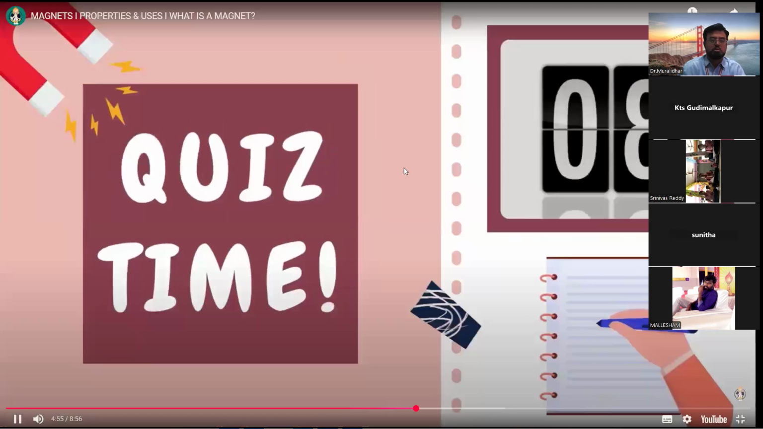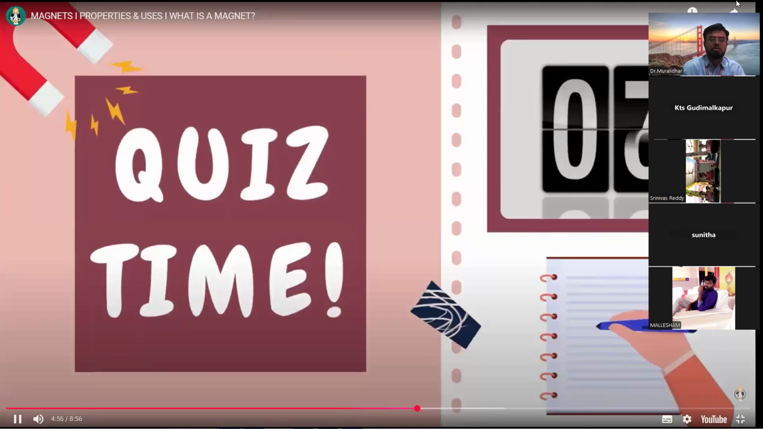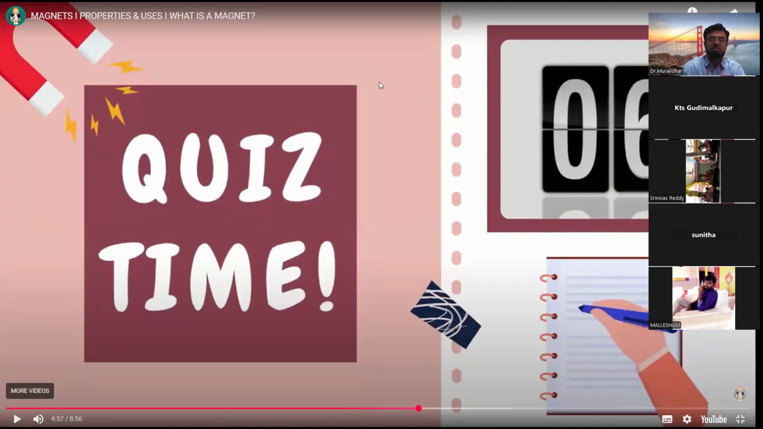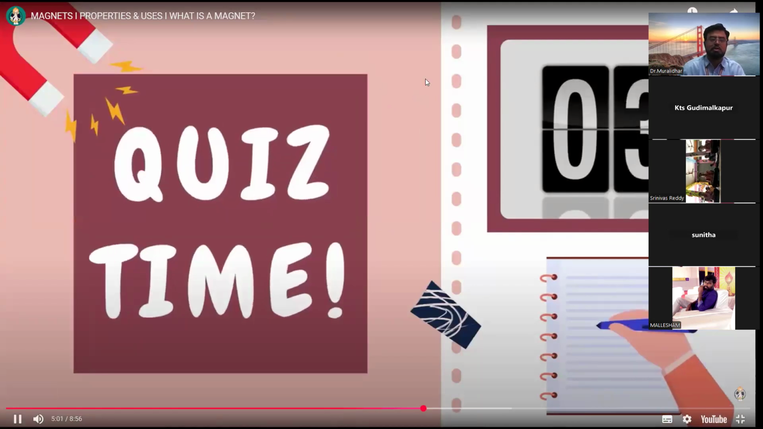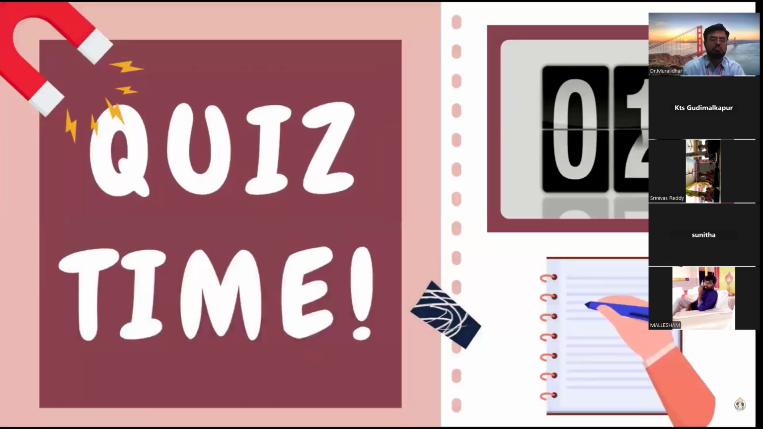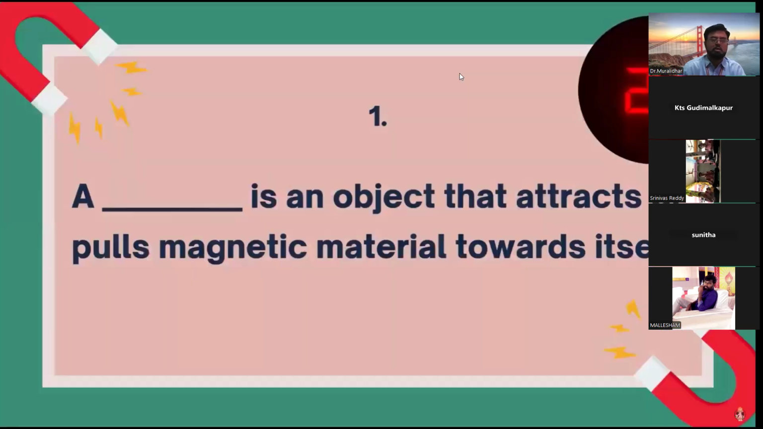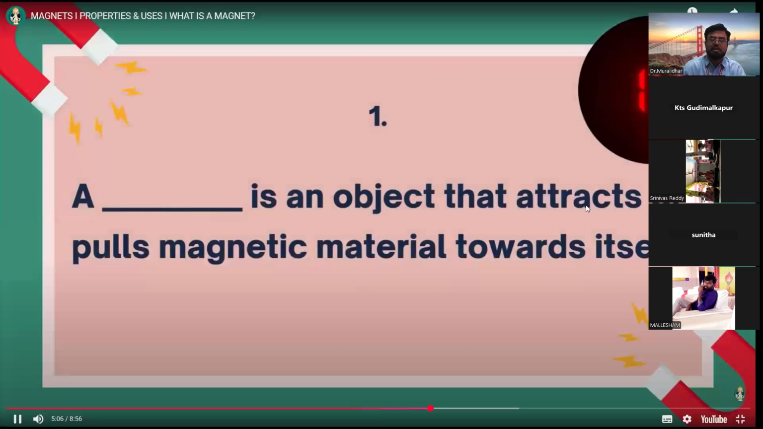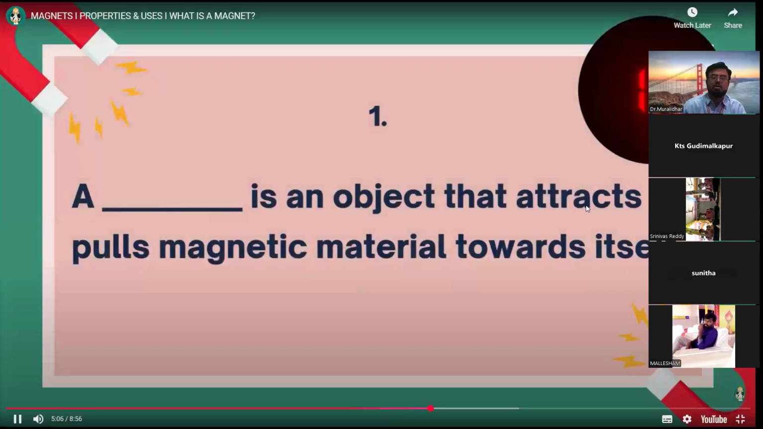Quiz time. Grab a pencil and paper. Can you participate? Get ready. The timer is going on. 3, 2, 1. Go. First question. Dash, an object that attracts, pulls the magnetic material towards itself. Magnet.